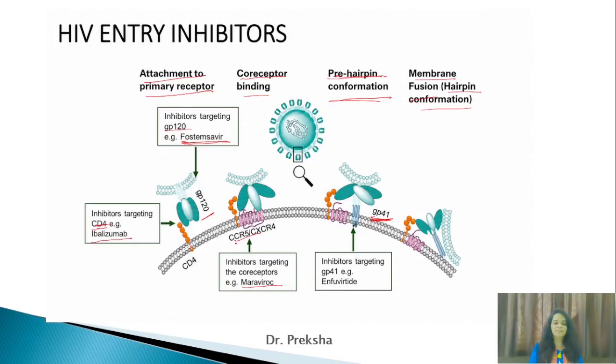Next is the drug which targets the CCR5 or CCR4 co-receptor, and the inhibitor targeting these co-receptors is maraviroc. And the last step is inhibitors which target glycoprotein 41, and that is enfuvirtide, which inhibits this membrane fusion. So this drug is an envelope fusion inhibitor, or you can say a fusion inhibitor.